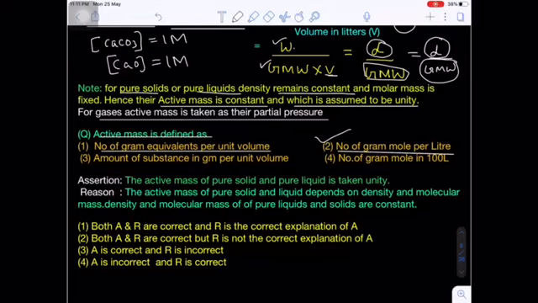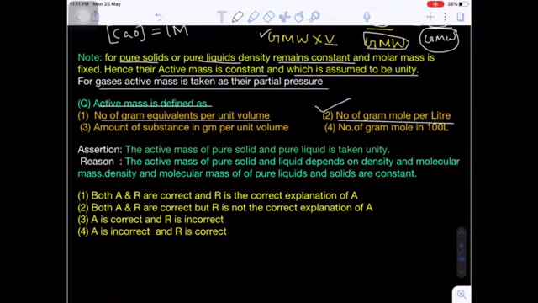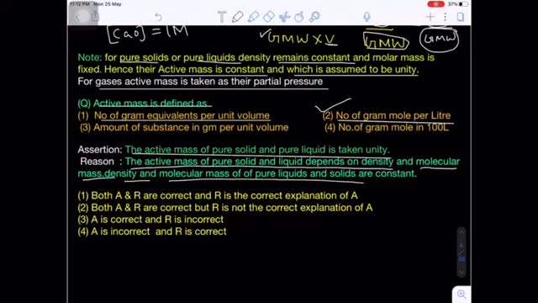Number of moles divided by volume of the solution in liters. Okay, second option is the correct one. Now an assertion reasoning type question. The active mass of pure solids and pure liquids is taken as unity. Just now I told you the active mass of pure solids and pure liquids depends on density and also molecular mass. Density and molecular mass of pure liquids and pure solids are constant. Just now I told you. So that's why the active mass of pure solids and pure liquids is taken as a constant, and that constant is assumed to be unity. So both are correct and the reason is the correct explanation. Okay, first option. Are you getting my point?